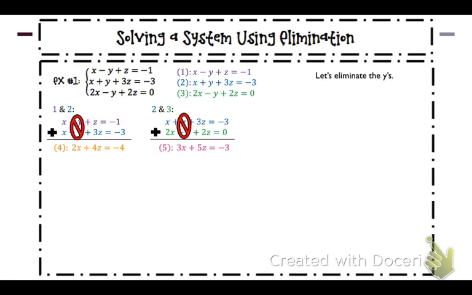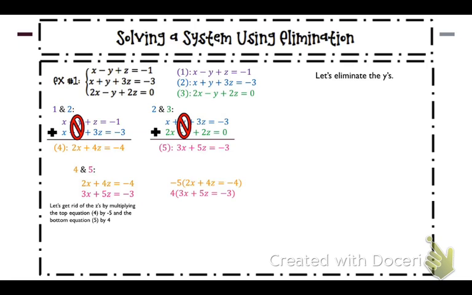Okay. Now I'm going to look at 4 and 5. Because now I have an equation with x and z. I have another equation with x and z. So I have two variables, two equations. I can solve this for x or z. I'm going to get rid of my z's by multiplying the top equation by -5 and the bottom equation by +4. So I'm just going to do the opposites for both of those. So the top equation by -5, bottom equation by 4.